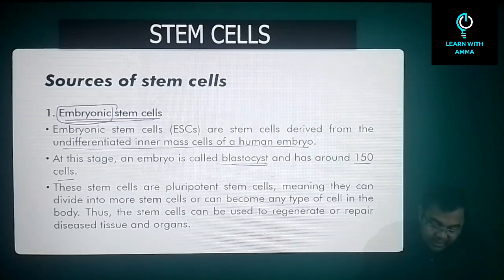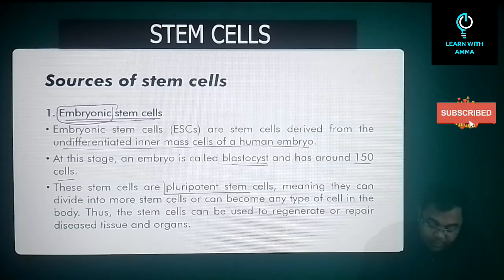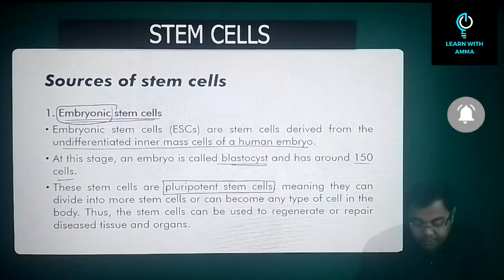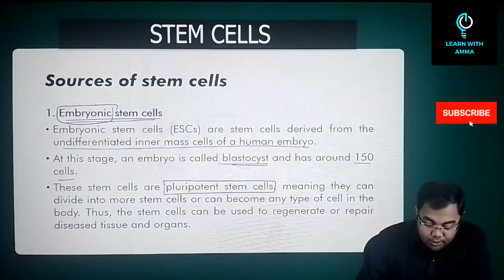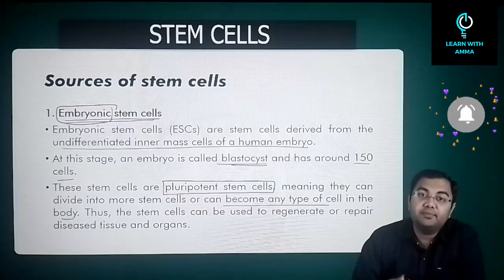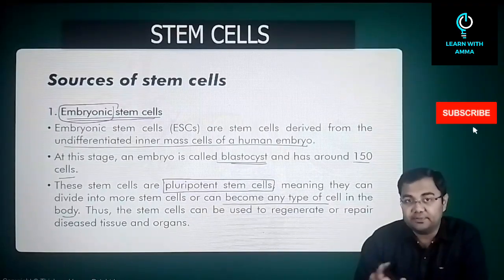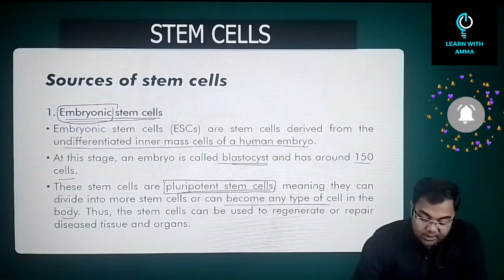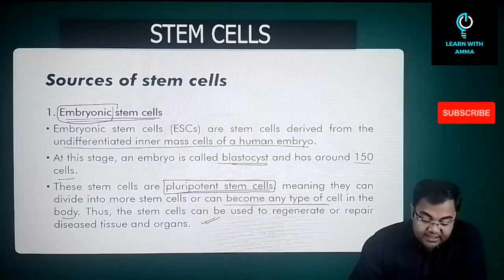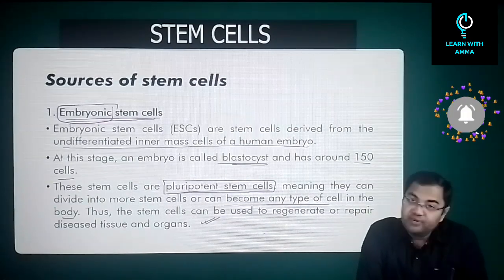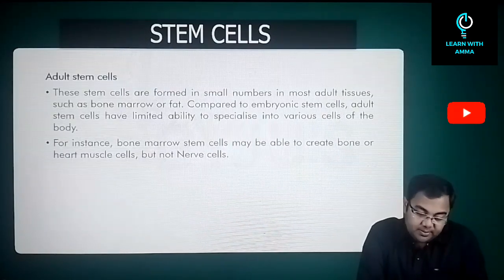Now, these embryonic stem cells are also called pluripotent stem cells. Why pluripotent? We'll have a discussion on why pluripotent. Just know this, that they can become any type of cell in the body. They have an ability to specialize into many different types of cells. So that's why they are called pluripotent stem cells. Thus these stem cells can be used to regenerate or repair diseased tissue or organs. So this is the first type of stem cell, that is embryonic stem cell.